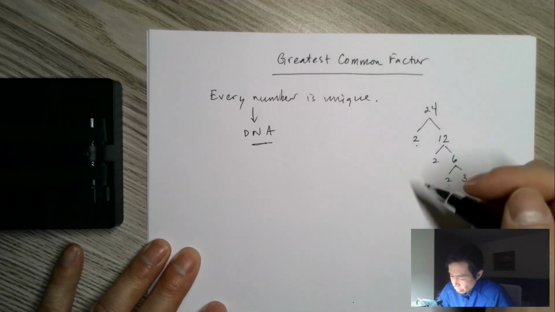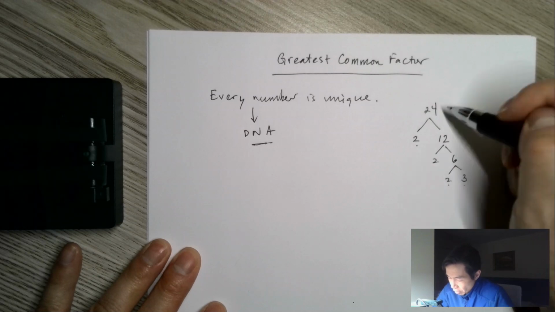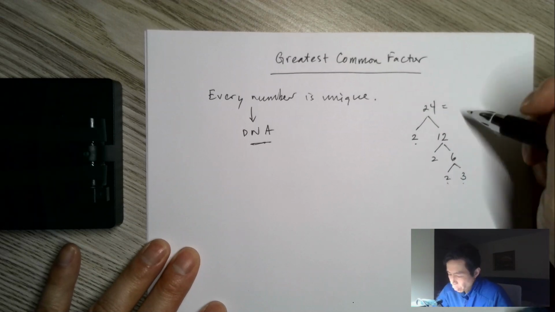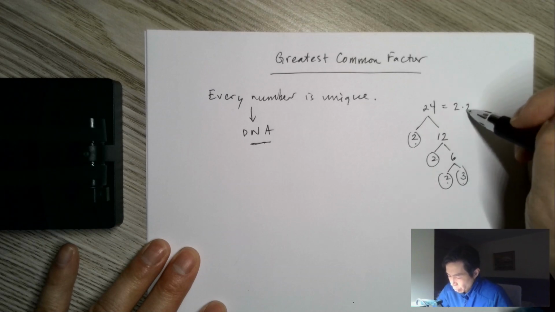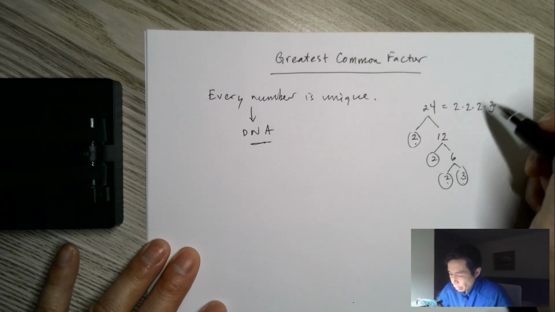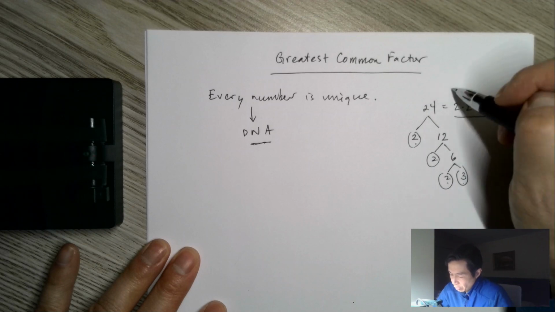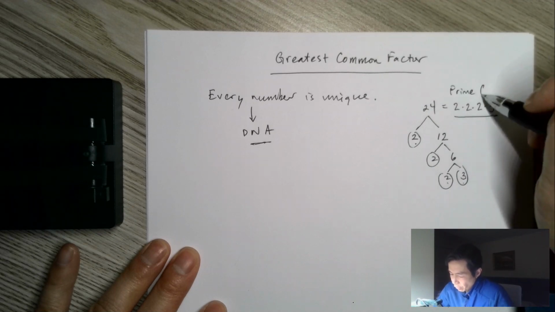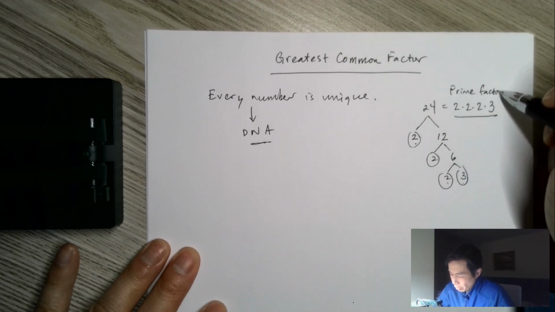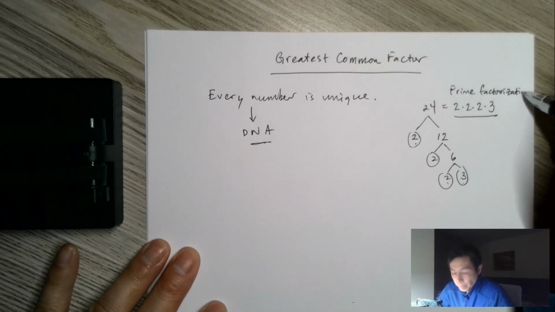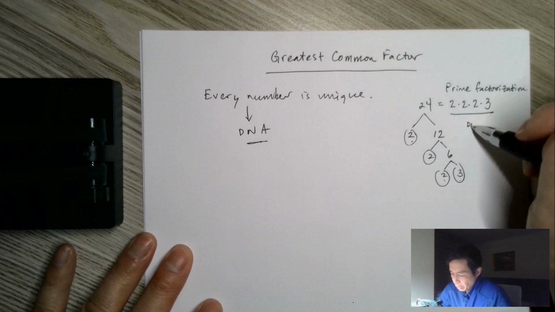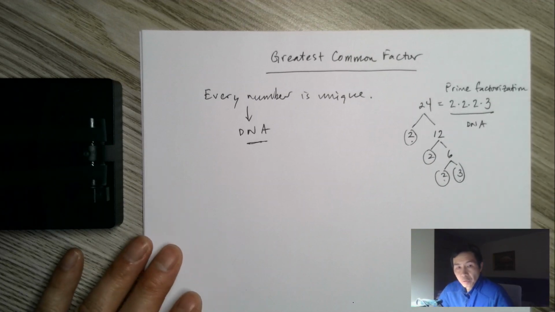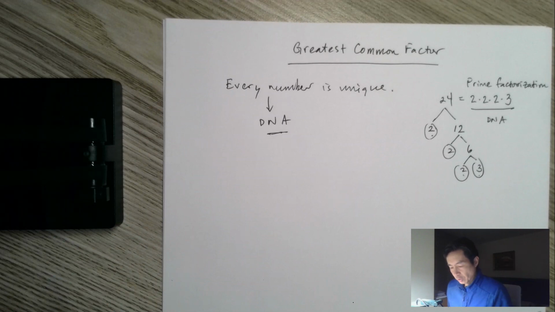Okay, so that means the DNA of 24, which I'll write up here, is 2 times 2 times 2 times 3. This is the prime factorization of 24. This is the DNA of 24. Okay, so what does this have to do with finding greatest common factor?